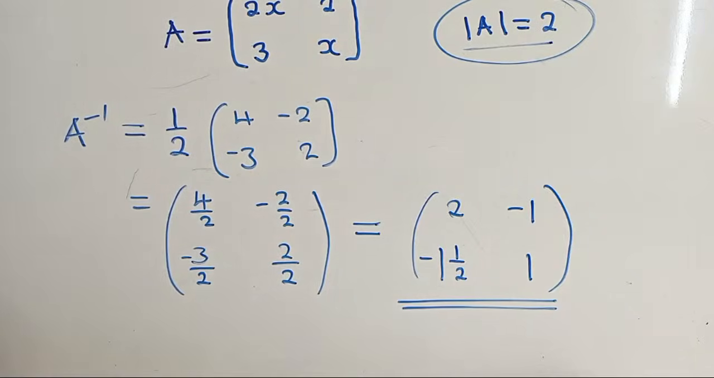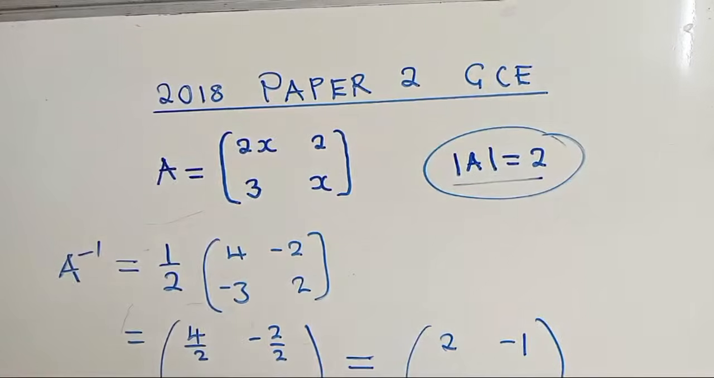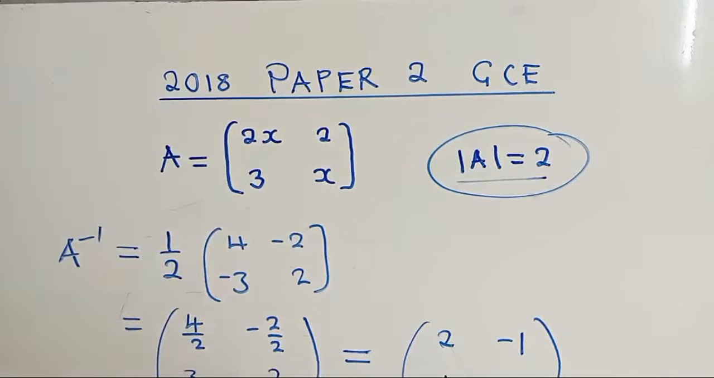Is it clear up to here so that we move to something else? We have answered question 1, where we needed to find the inverse and the value of x given the determinant. Is it clear? We move on to question B.